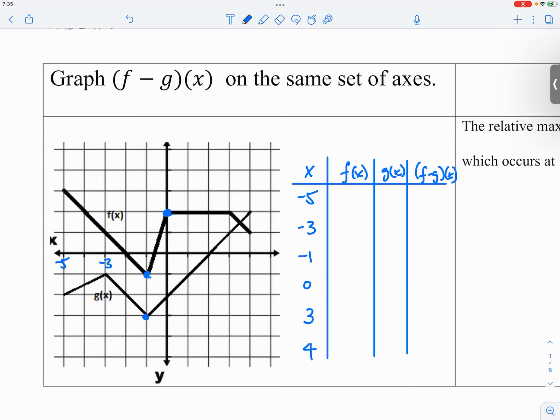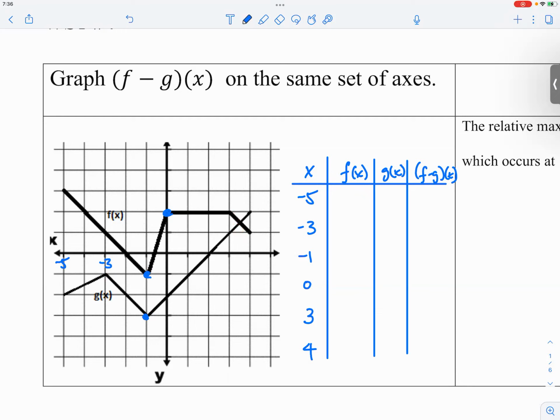Again, I'm picking these points because -5 would be the starting point. -3, it's where it bends right here for g of x. And then -1, it's where both change direction here. And then you have 0 when f of x changes its direction. And then you have x equals 3 when the f function changes direction.